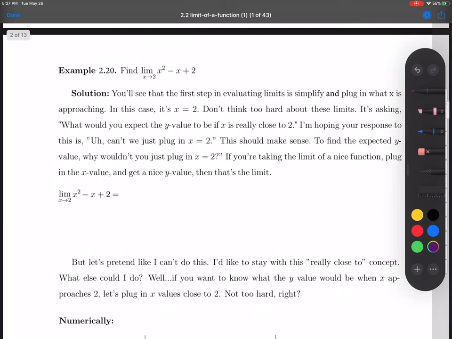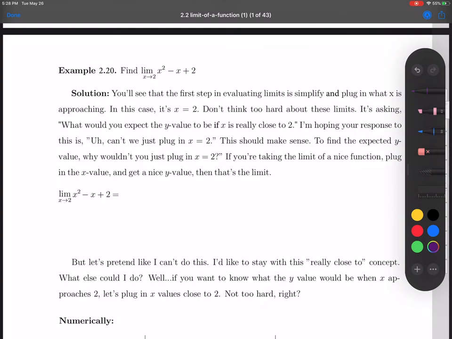So back to our limit notation, we're going to move away from the graph for a second. Let's say we had to do this problem. Read it with me. It says example 2.20, find the limit of x squared minus x plus 2 as x approaches 2. Okay, well, what am I supposed to do here? Is it actually telling me to do something? It is. It's telling you basically, as your x values get really close to 2, what are your y values doing? That's really what it's actually saying.